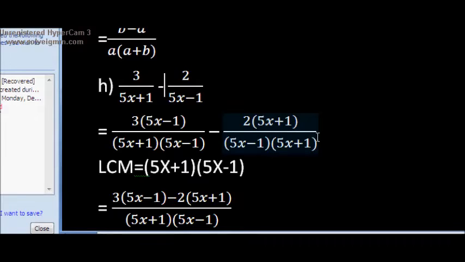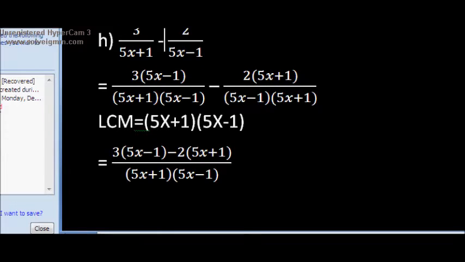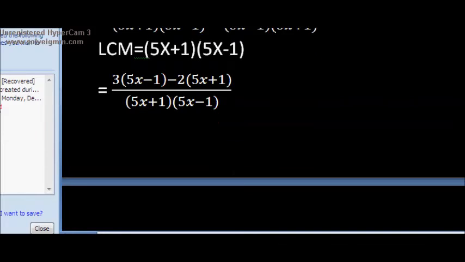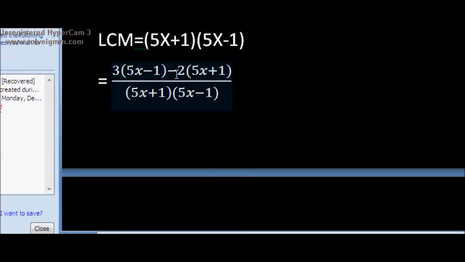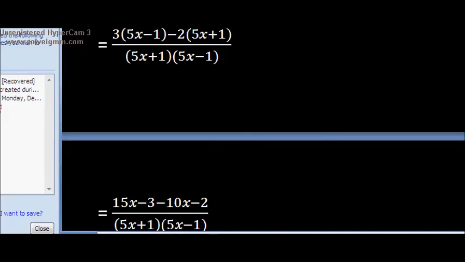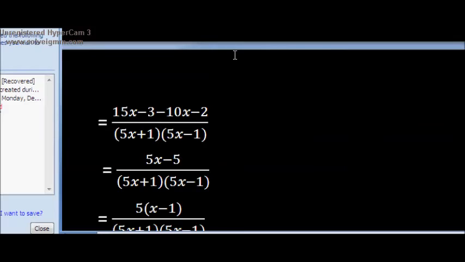Now after simplification, in the next step, you can combine 3 into 5x minus 1 with the second term. So it will become 3 into 5x minus 1 minus 2 into 5x plus 1. Now you can expand it. 3 fives are 15x, and 3 ones are 3, 2 fives are 10x, and minus 2 into plus 1 equals minus 2. So our expression will become this one: 15x minus 3 and minus 10x minus 2.